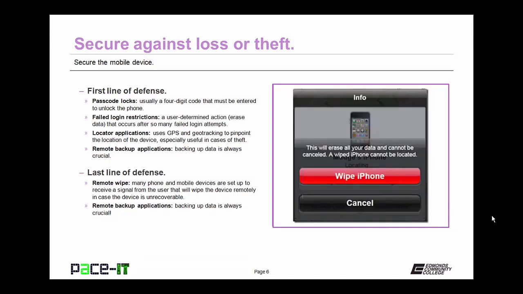Now, your last line of defense is the remote wipe. Many phones and mobile devices are set up so that they can receive a signal from the user that will wipe all data remotely. You should only use this if you cannot recover your device, but it will ensure the privacy of your data. Also included in this last line of defense is your remote backup application. Just like on your first line of defense, always make sure that you have a current backup of your data.